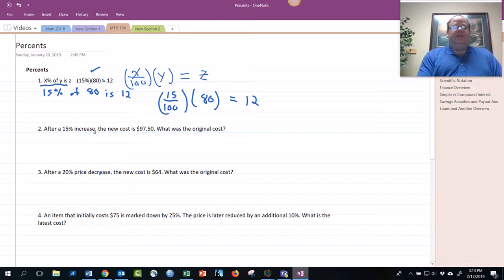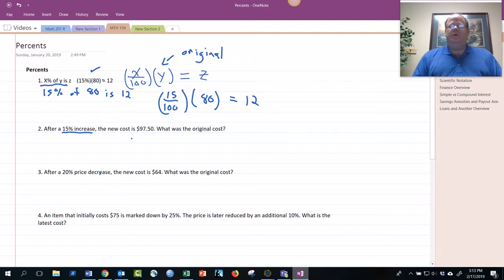After a 15% increase, the new cost is $97.50. What was the original cost? Well, the original really is the Y here. That's one thing. Now, another thing you have to pick up on. I've picked some examples here that I know tend to give people problems. So, a 15% increase.